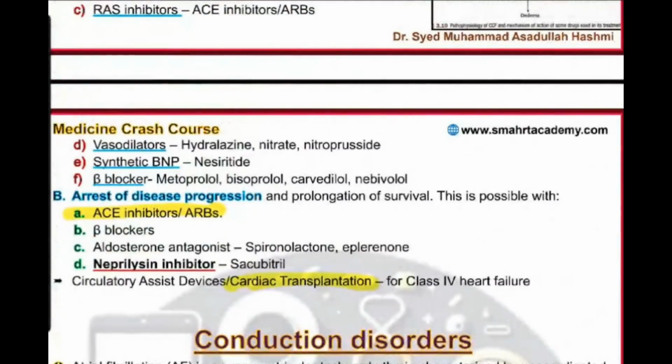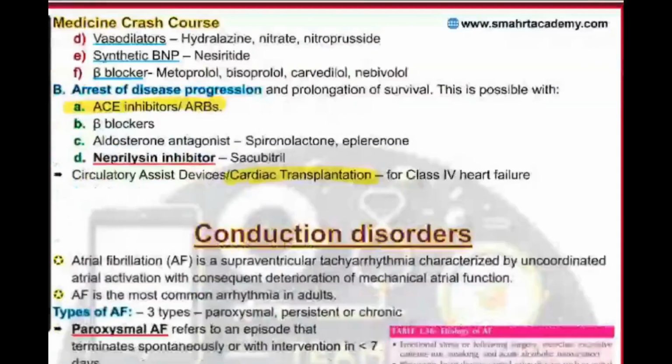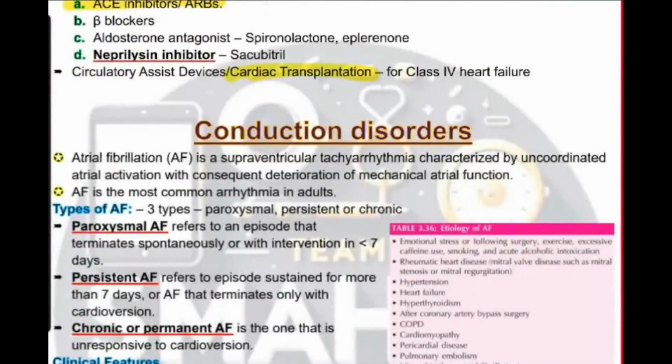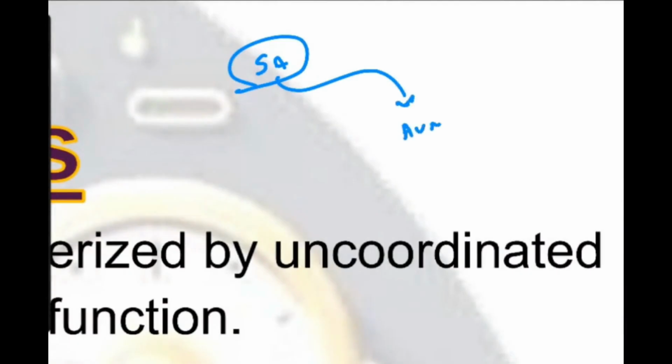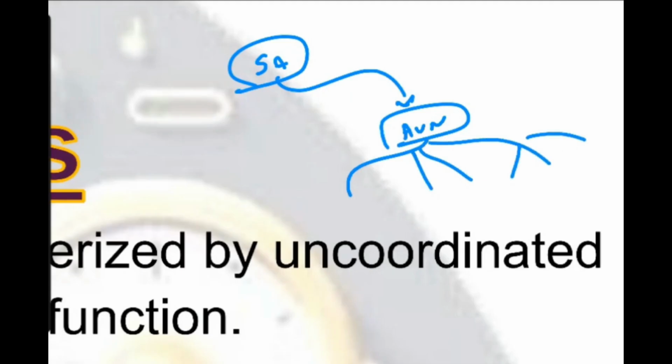So all the circulatory disorders have been finished now. Now only conduction disorders remain. Okay. What is conduction disorder? Conduction means you need to know the electrical conductivity of the heart. See, electrical impulses originate in the SA node. Then from the SA node, they go into the AV node. And from the AV node, they go into the bundle of His, then Purkinje fibers, then ventricular musculature. Okay. So you have to remember this.